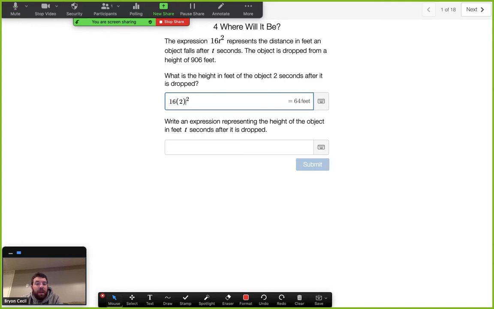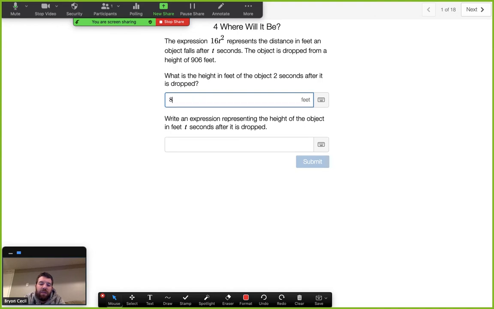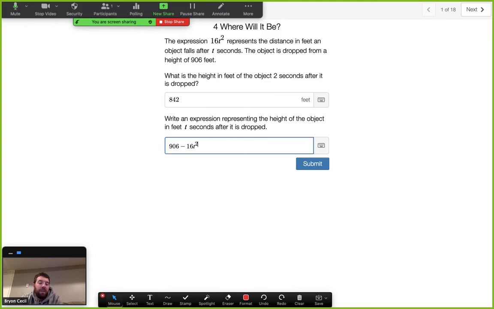Now, a lot of people would think, hey, 64 feet, that's how far I fell. No, guys, we can't do that. So we actually need to take the 906 and subtract it from that, and what you're going to get over here is the 842. And so write that expression: that 906 minus the 16t squared, because that is going to give us how much it's fallen after t amount of seconds.